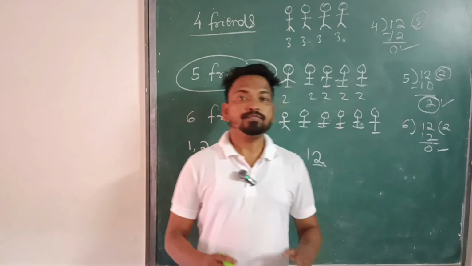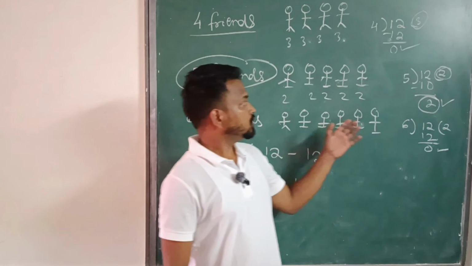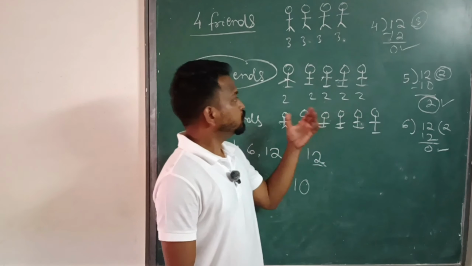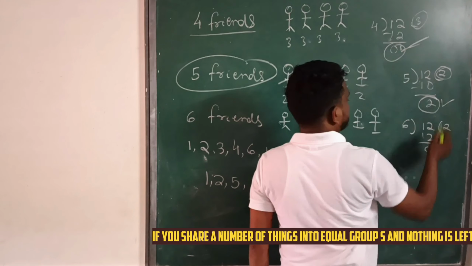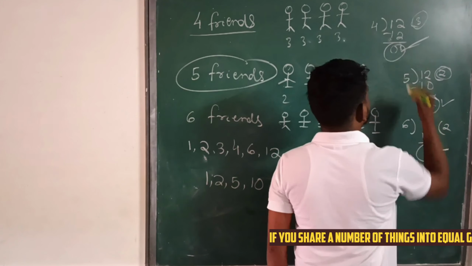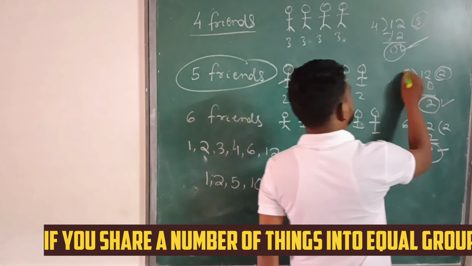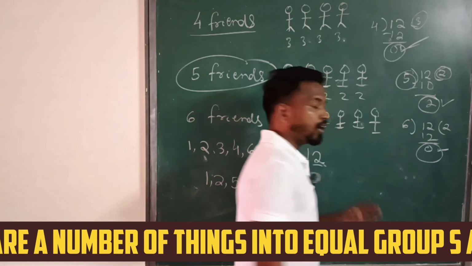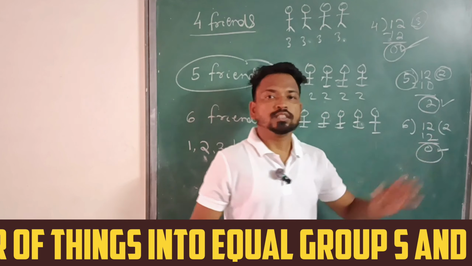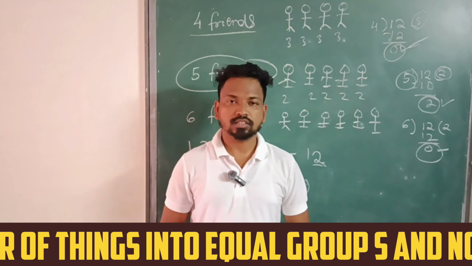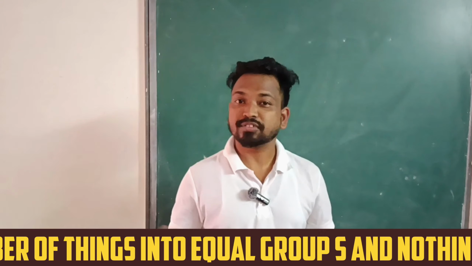What is that? If you share a number of things equally without any leftover, here 0 means what? Nothing is left over. That's why this is a factor of the number. But whereas if you talk about this, 5 is what, students? 5 is not a factor of 12. Why? Remainder is 2. That's why this is not a factor. Understood? Good.